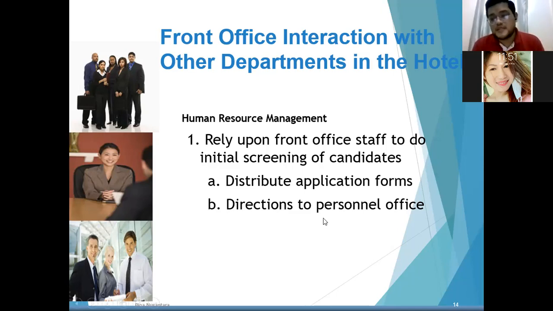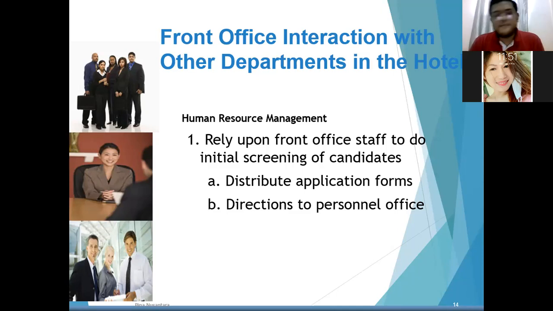And giving direction to personnel office. When you have done your screening, you will ask the human resource department or personnel office to call for interview. And then when you have done the interview, you will ask the human resource department to make the background check and so on, and issue the offer letter for the staff. So that is directions to personnel office when you are selecting or hiring new people.